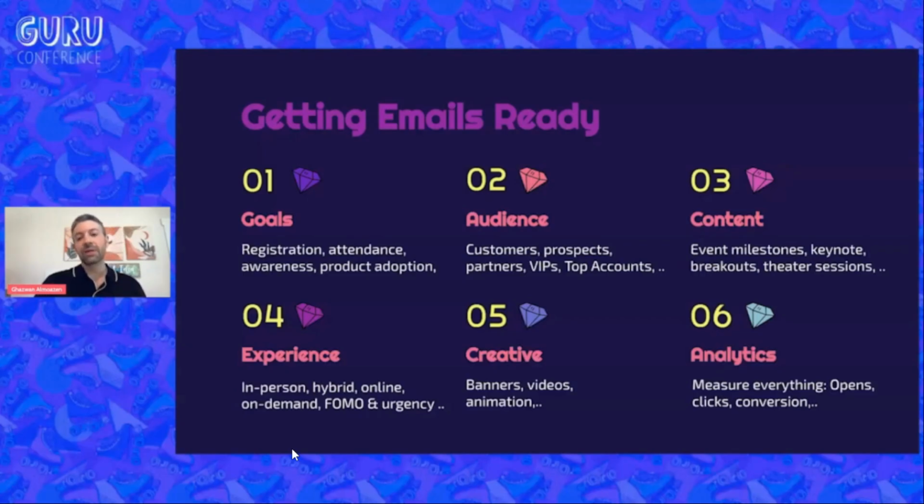And then lastly would be the analytics. Try to measure everything you can, because every metric in your emails will help you paint the full picture about how your emails are performing, what's working, what's not, how people are converting, and that's going to help you in the long run on how to optimize your emails year over year.